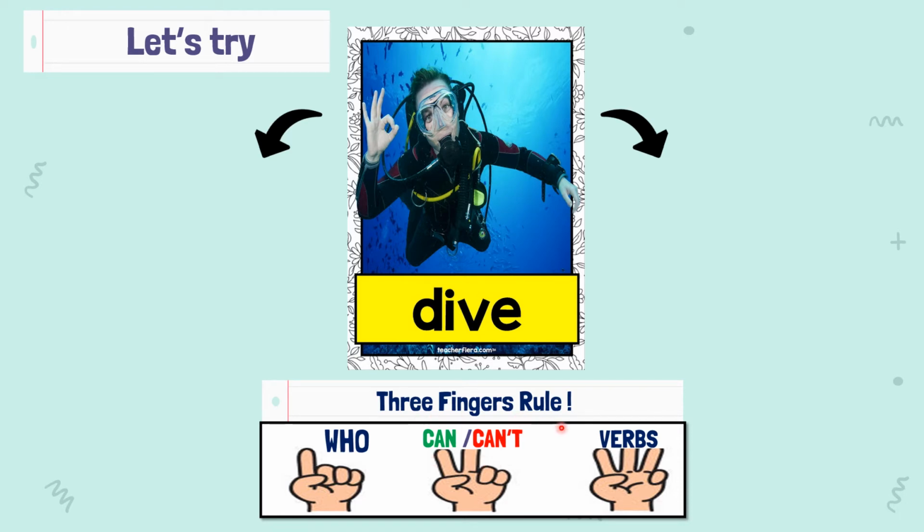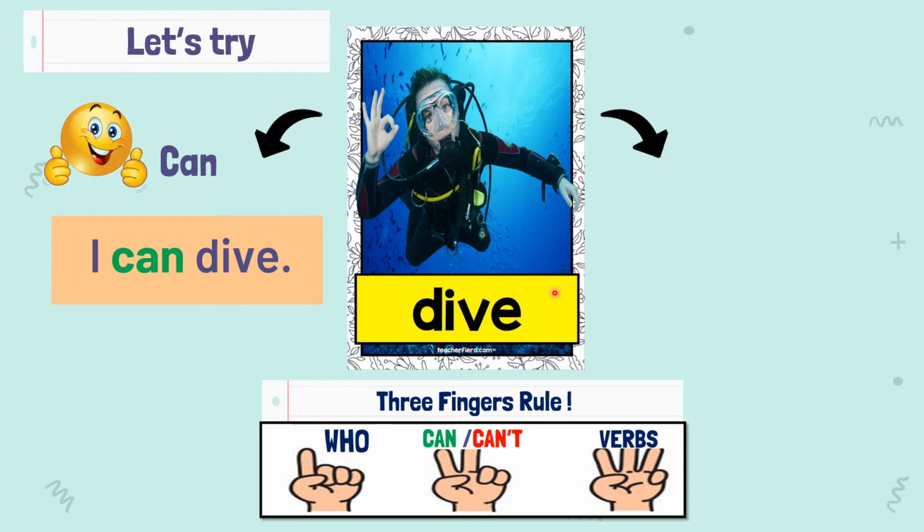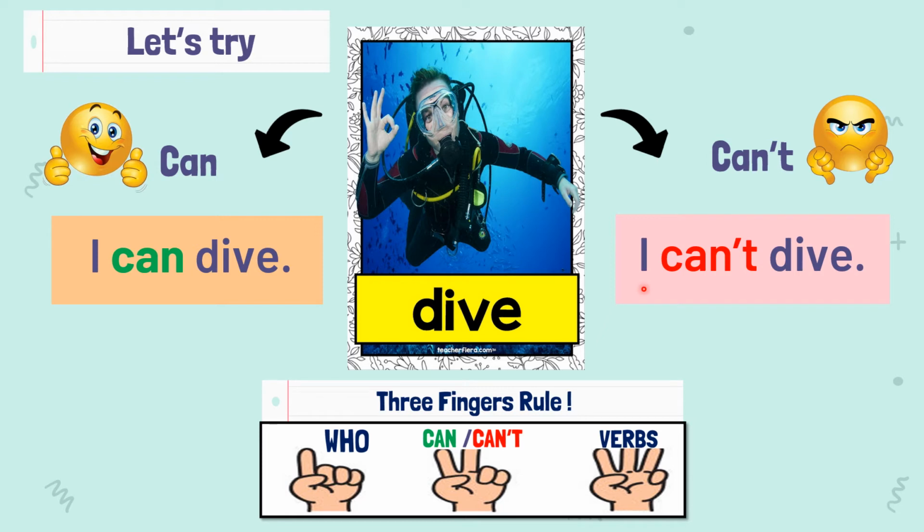Okay, so now let's try to make a simple sentence using can or can't with the three fingers rules using the word dive. So let's start with can. The first finger we will say I, the second finger can, the third finger dive. I can dive. But if you can't dive, how can you write? Again, the first finger I, the second finger can't, the third finger dive. So you will see I can't dive.